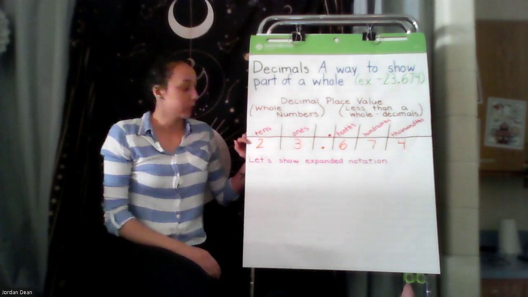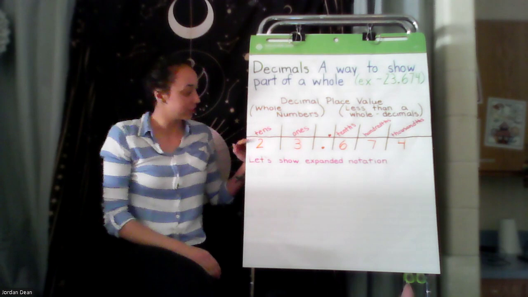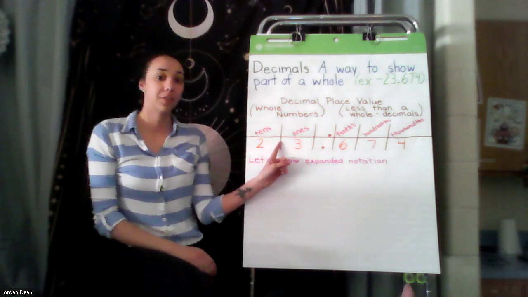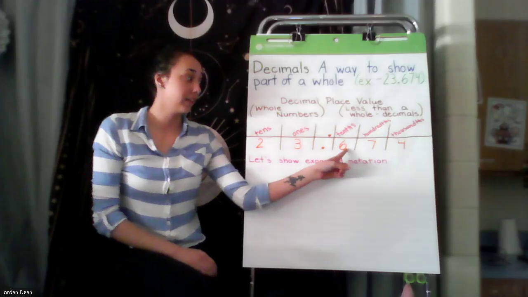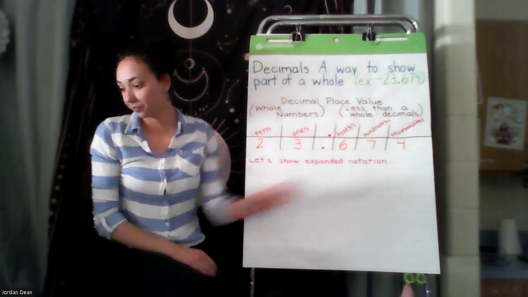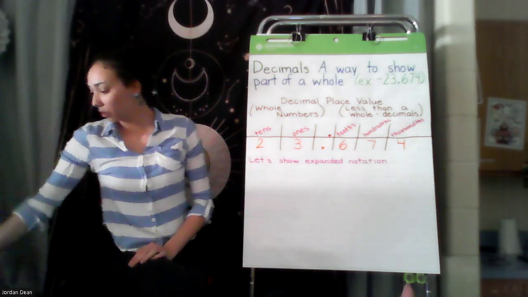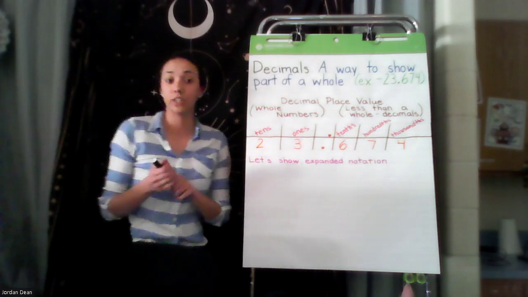I've written in 23 and 674 thousandths. You can see each digit lines up with their place value. We have a 2 in our tens, a 3 in our ones, our decimal point, 6 tenths, 7 hundredths, and 4 thousandths. Next, we're going to show how to write these decimals in expanded notation using written form.